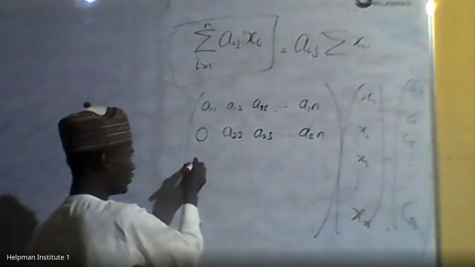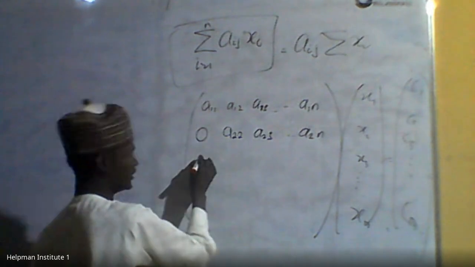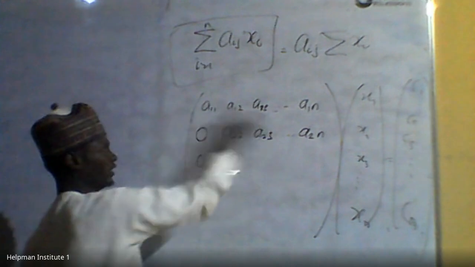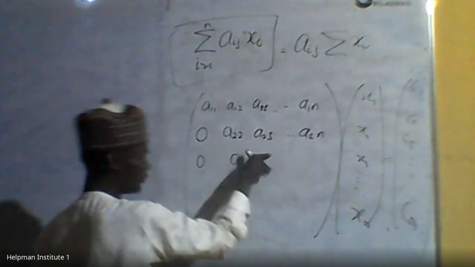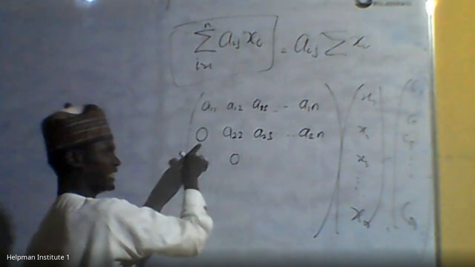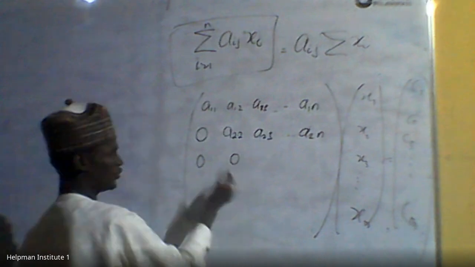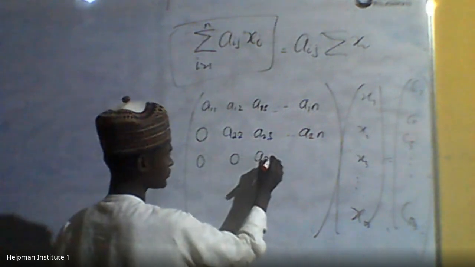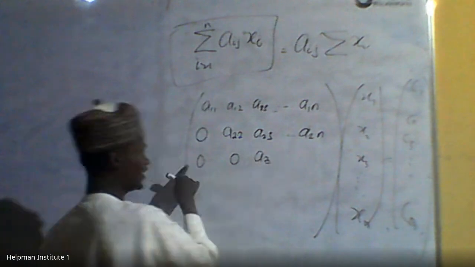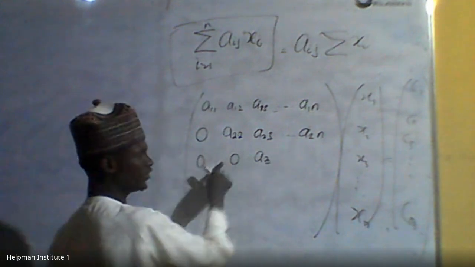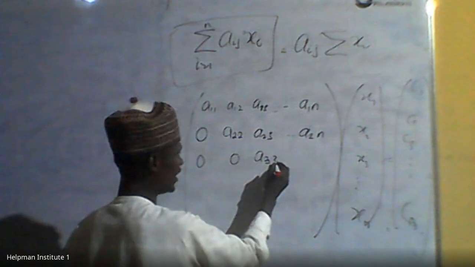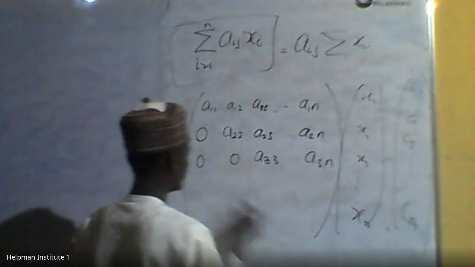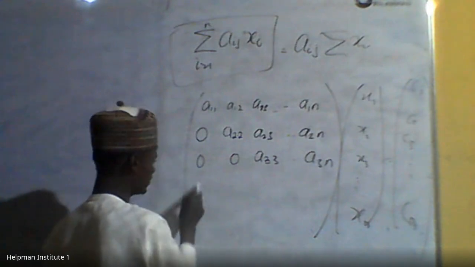The first one, this one is 0, so the second one will be 0. The third one will be 0. The first one is okay. In the second one, the first variable will be eliminated. In the third one, two variables will be eliminated. So we are left with A33, since A31 is 0, A32 is 0, A33 is there. So we are left with A3N. We continue in this fashion.